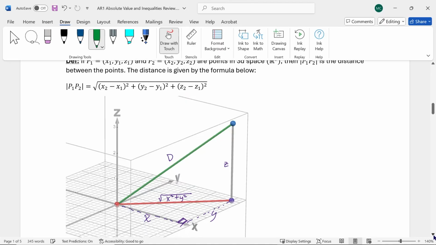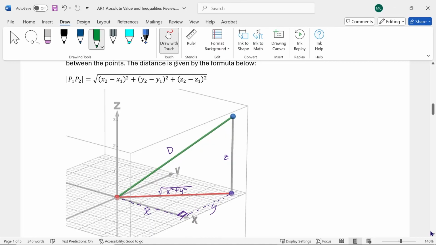Now, I've got an image here that we're going to take a look at just to understand where this formula comes from. But for ease, I've centered my first point at 0, 0, 0. In this case, x1, y1, and z1 are 0, 0, 0, just to make it a little bit easier to see this picture on the graph. So this point up here is our x2, y2, z2, which I've just labeled x, y, and z on the graph here.